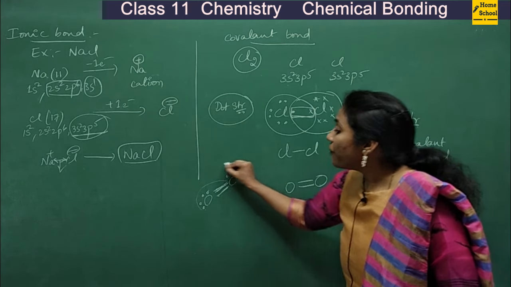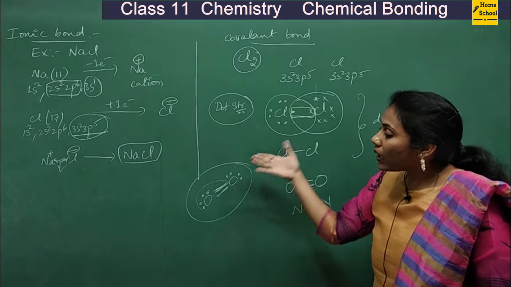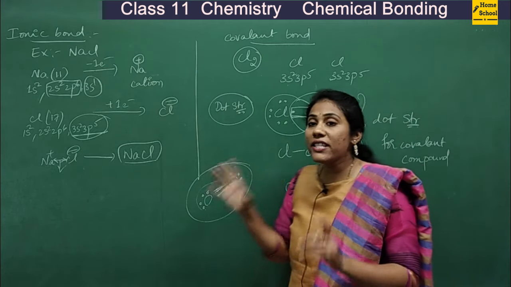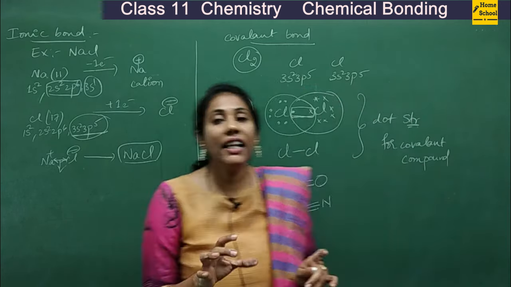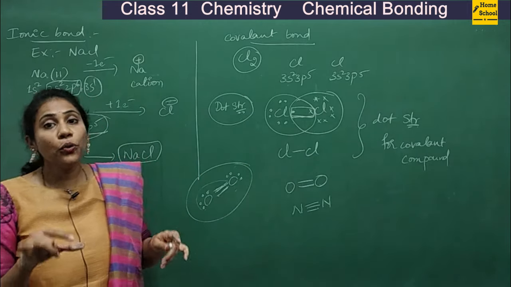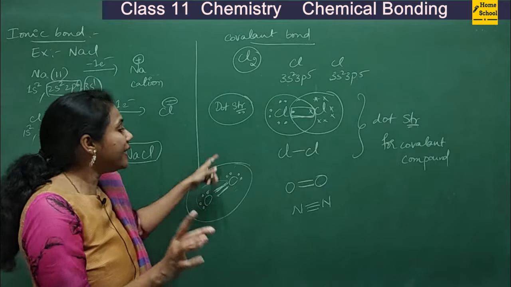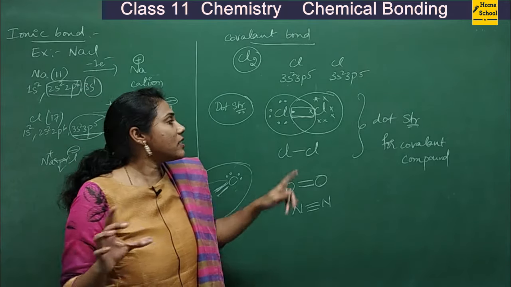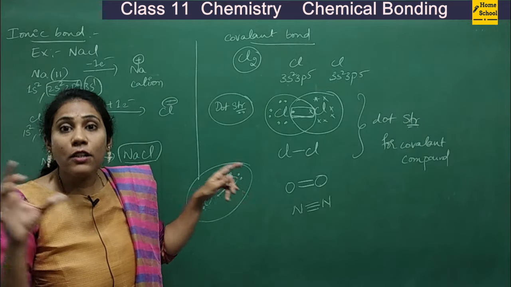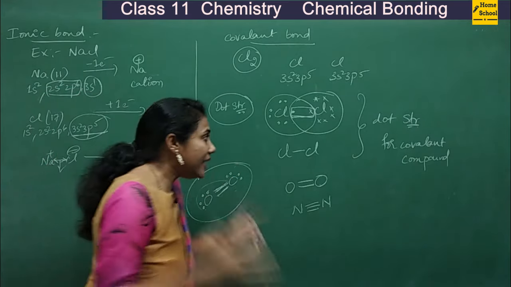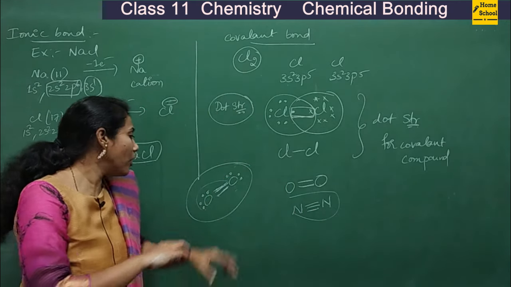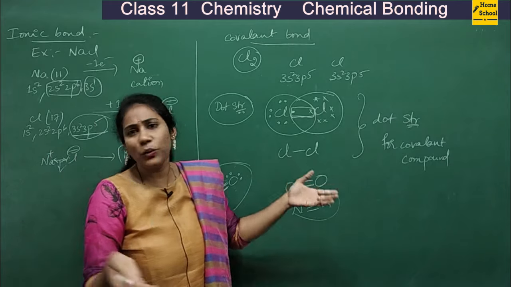So we will have to learn how to write such structures. Writing Lewis dot structures is one of the very, very important aspects of the chapter. I will teach you a super trick to write such dot structures for covalent molecules. And remember, we mainly write these Lewis dot structures for covalent molecules, say for oxygen, nitrogen, chlorine.